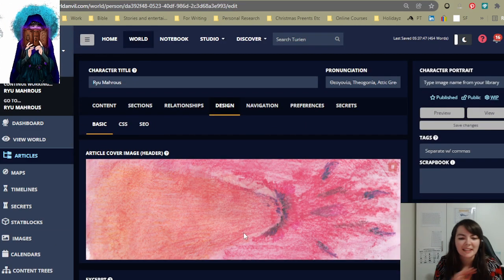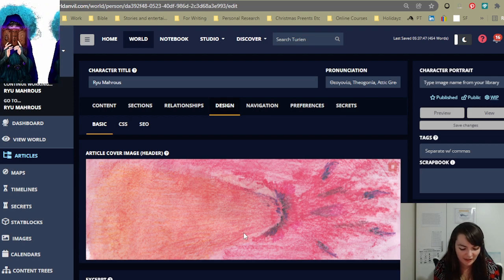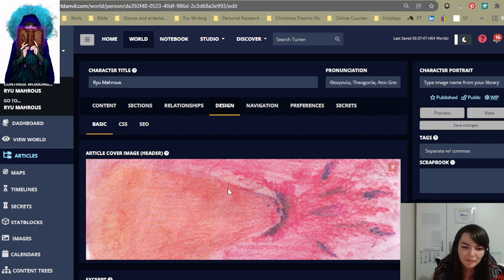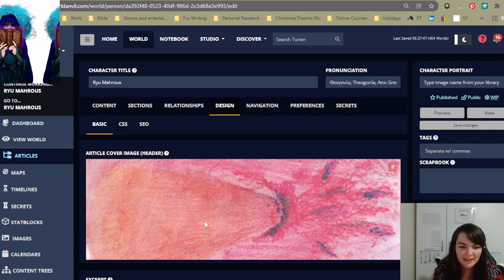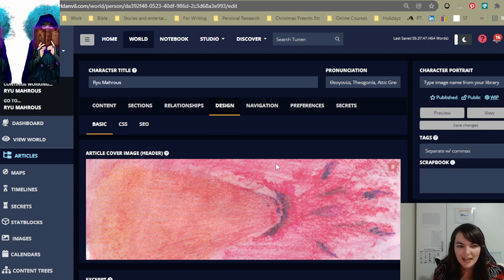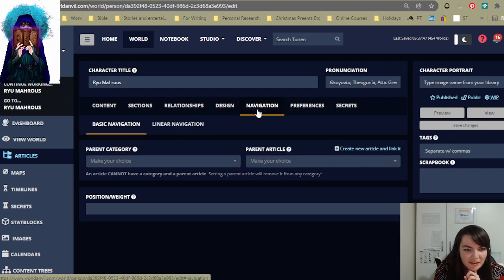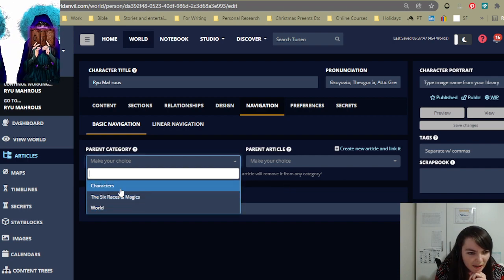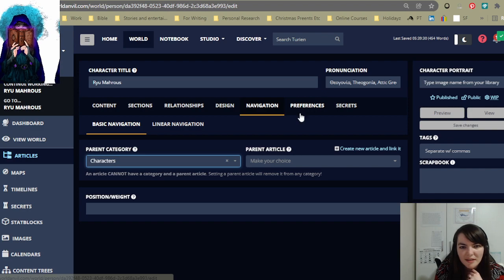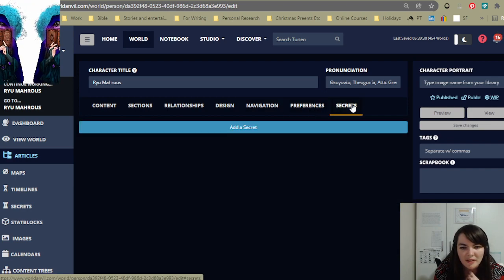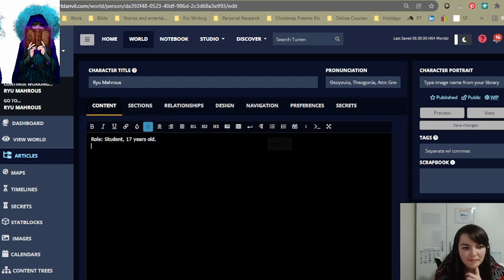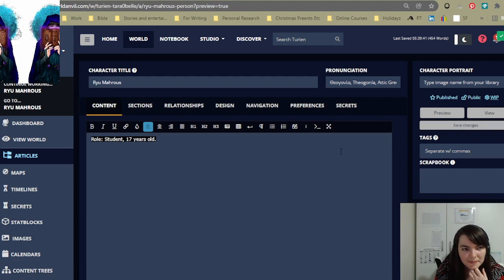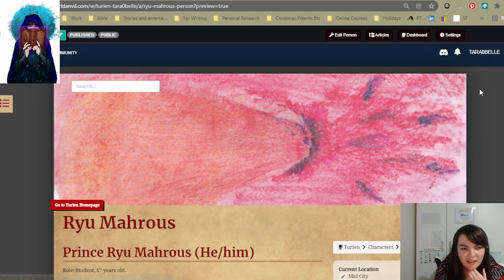So basically this is a dragon's roar, is what Miss Charles, the teacher, sees. For Ryu it's probably not his roar, but at the moment for all the Beastkin I have this picture as the header. So navigation, parent category, so this is in characters. Preferences, what am I doing that? Save changes, view. This, as you can see, here's the header.